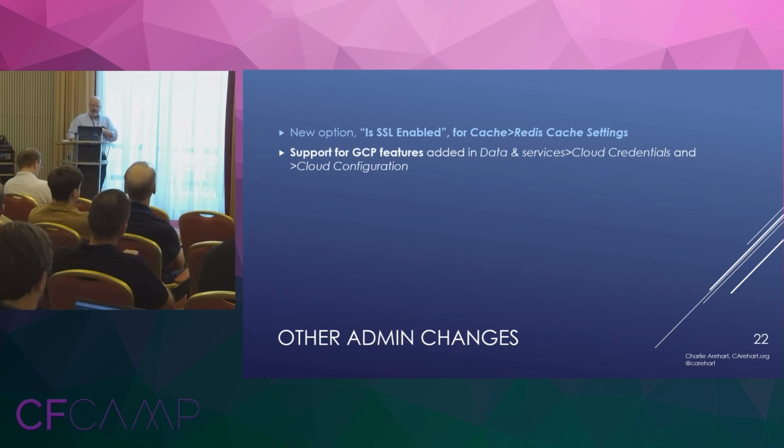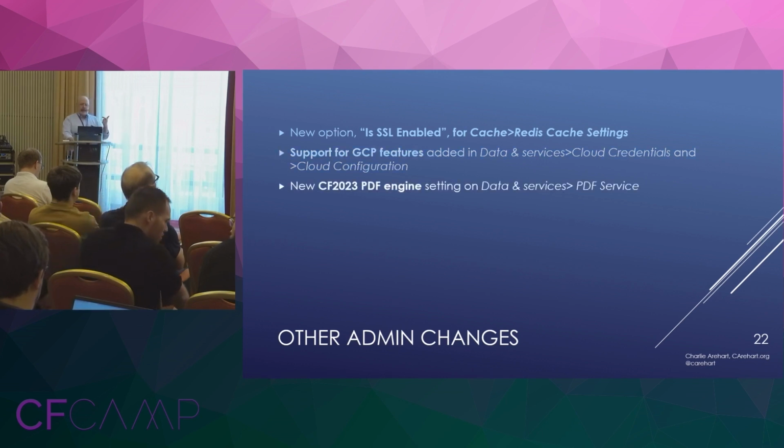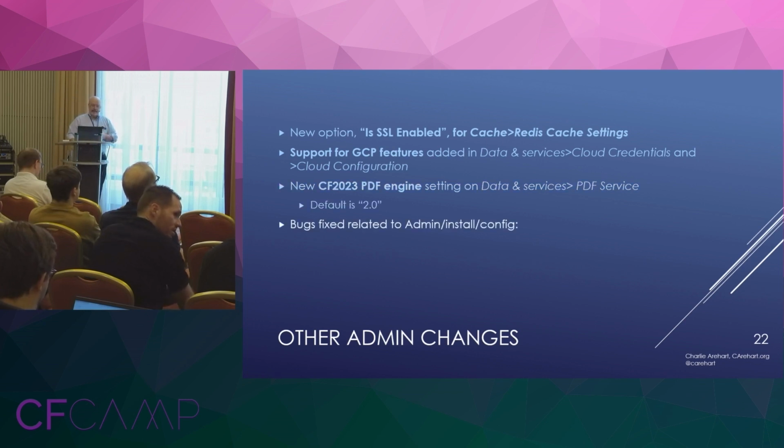And I was just pointing out that in the admin, there's a whole new page related to the GCP capabilities. And the PDF engine is on the data and services page called PDF service, and it's just got a drop down for the version, and it defaults again to 2.0, and you can change it.